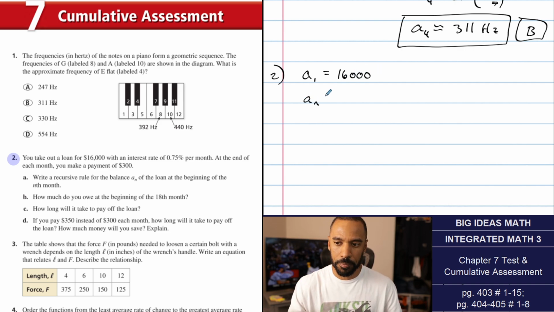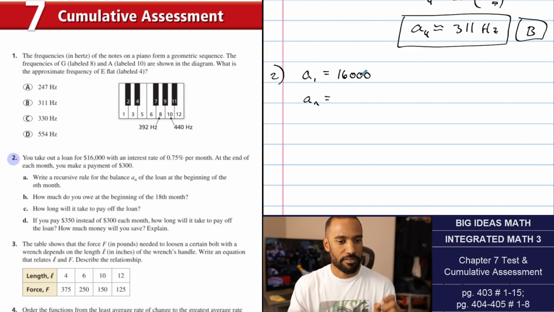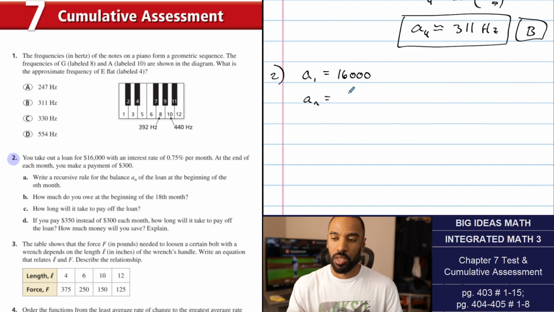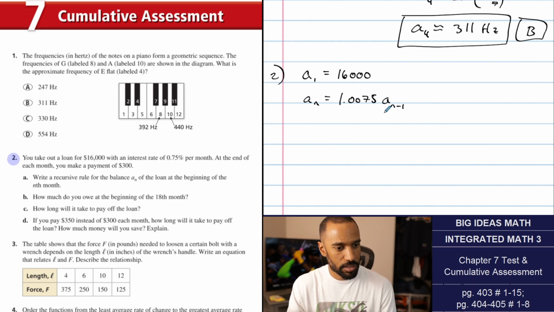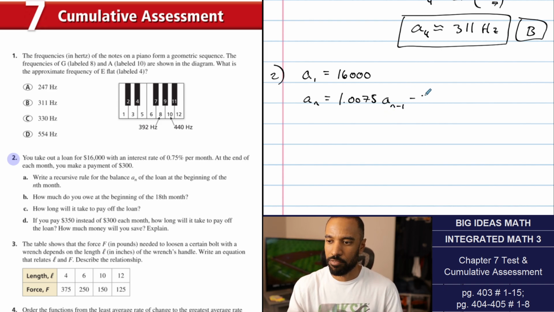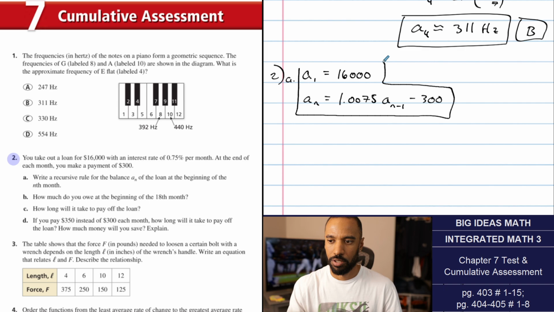Now for our rule, we're doing 0.75%. So this is a monthly thing. So 0.75% interest is 0.0075. And we have to do 1 plus that. So 1 plus 0.0075 is 1.0075. Let me rewrite that completely. So we're multiplying our previous term by that amount, and then we are doing a monthly payment of $300 at the end of each month. So we have to take that out as well. That would be the recursive rule for this situation.